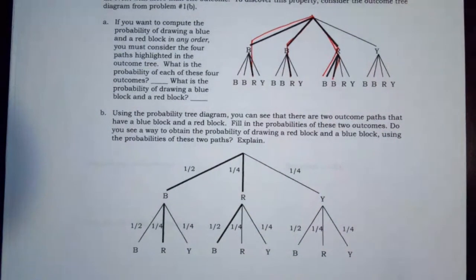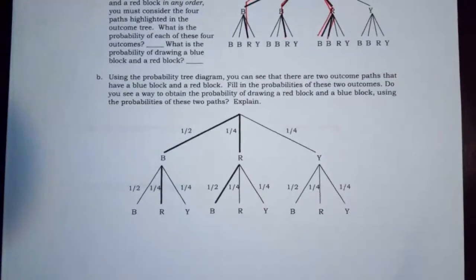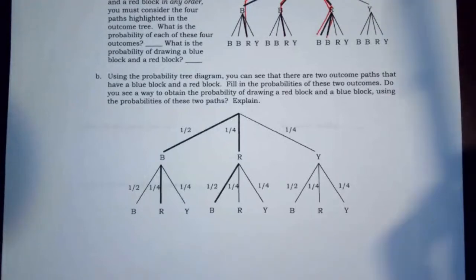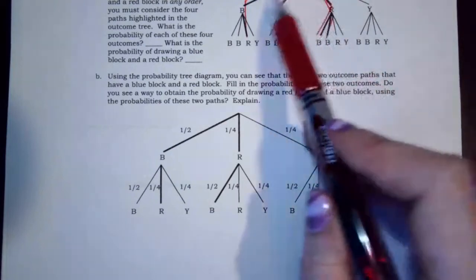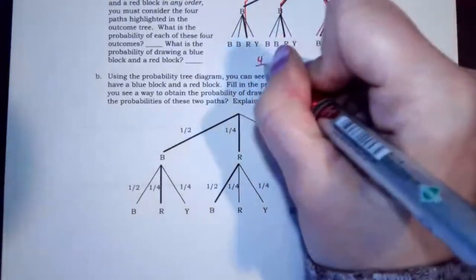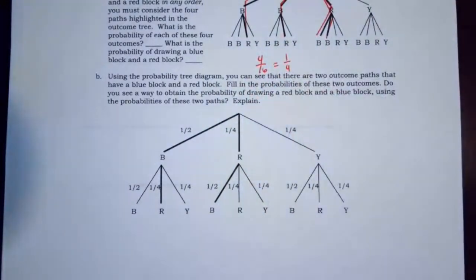Now they have simplified to 1/2 and 1/4, and that's okay. But again, it can make it easier to not simplify until the end. I want to encourage you not to worry about simplifying until the end. If I look at this, I've got 1, 2, 3, 4 different paths out of 16, so that would be 4/16, or 1/4 would be the probability of drawing a blue block and a red block in any order.